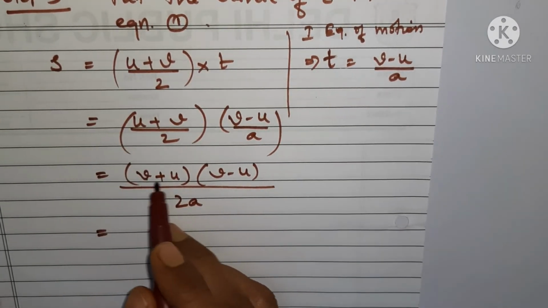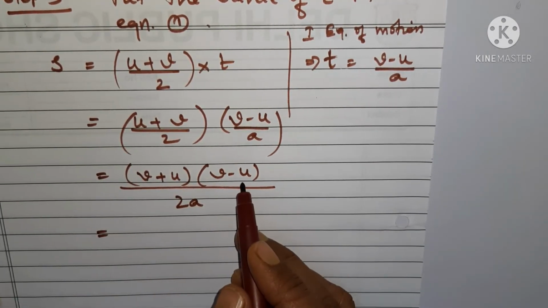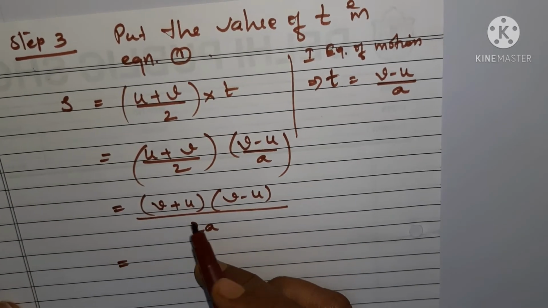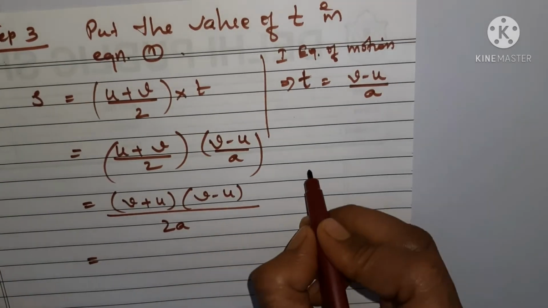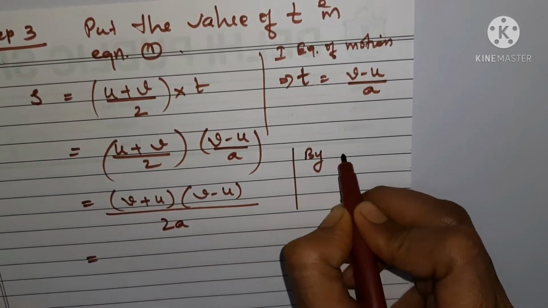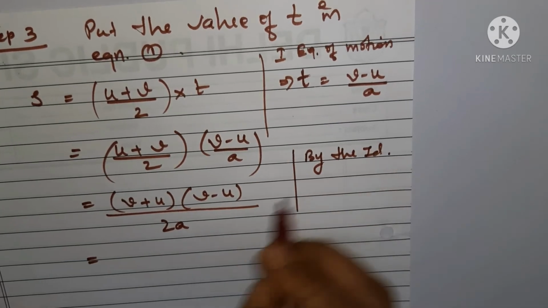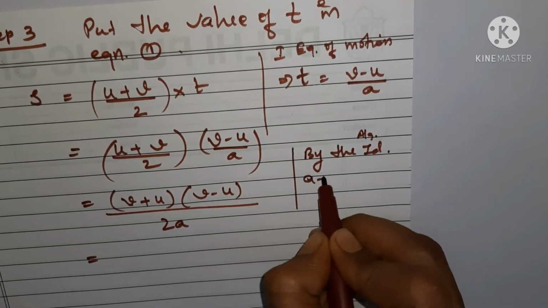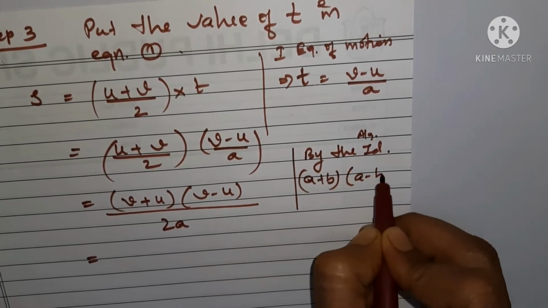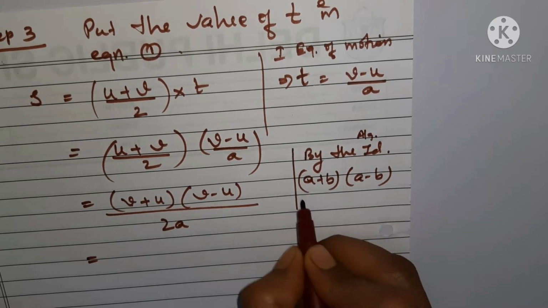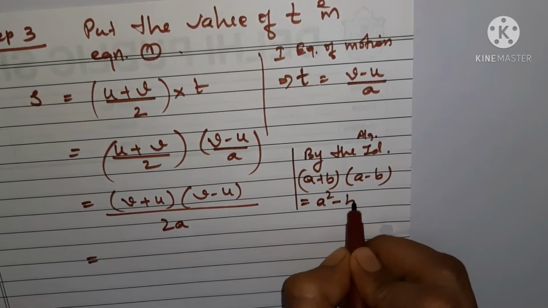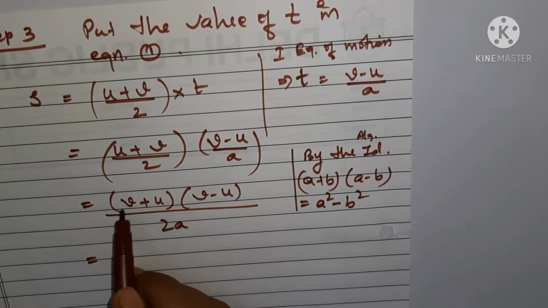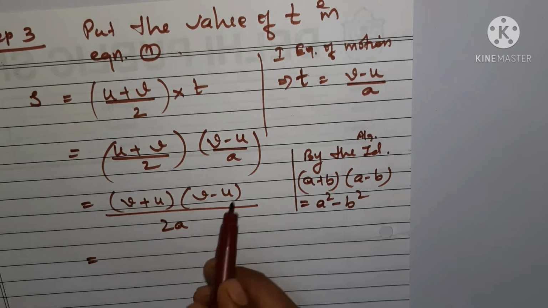Now you see, this is v plus u, this is v minus u, right? So we can apply one identity of maths. Do you remember the identity, a plus b, a minus b? It is an algebraic identity. When a plus b and a minus b are multiplied together, you get a square minus b square. So we are going to apply this identity over here. If this is a and this is b, the same values are there.